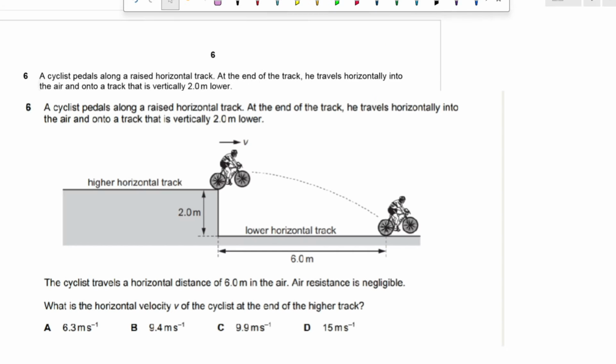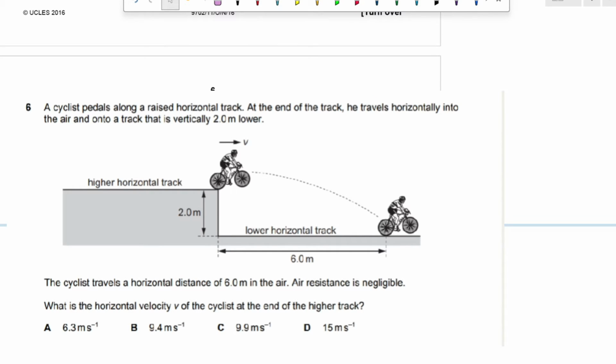Very important. Okay, a cyclist pedals along a raised horizontal track. So it's doing some cycling, and if you have done cycling, you probably haven't done this, because this is crazy. Literally, it's some stunt stuff that's going on here. But basically, we have a cyclist pedaling along a raised horizontal track, and at the end of the track, that cyclist travels horizontally into the air onto a track that is vertically lower. So we want to find the horizontal velocity v of the cyclist at the end of the track. So basically, what velocity will he be moving at the end of the track.